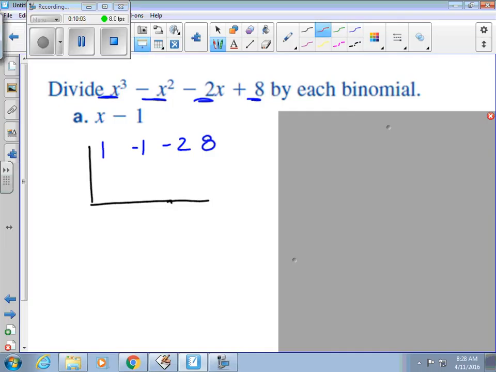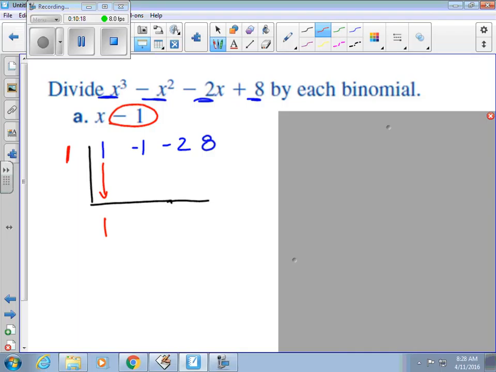What do you do with negative 1? You change that sign. So we're dividing it by positive 1. We're going to take all four of these numbers and divide by 1. Remember, the first number just comes straight down, and put 1.